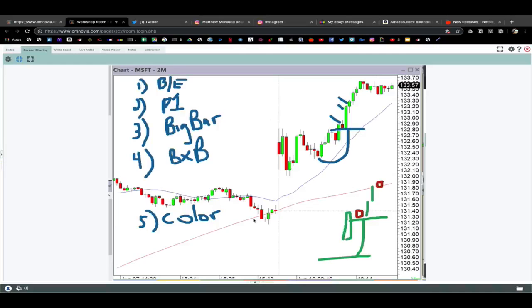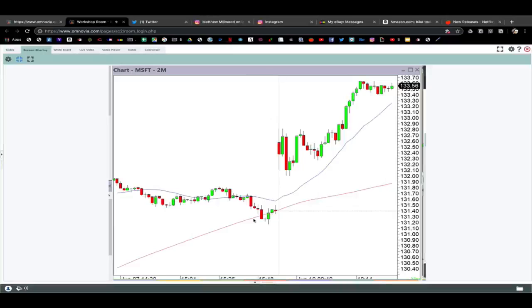You get your opposite color again. When it's followed by 2 green, boom, boom, move your stop under that color. And you're going to freaking color your way to maximum profitability. Look at this. Boom. Big bar and color. Bar by bar. Out.